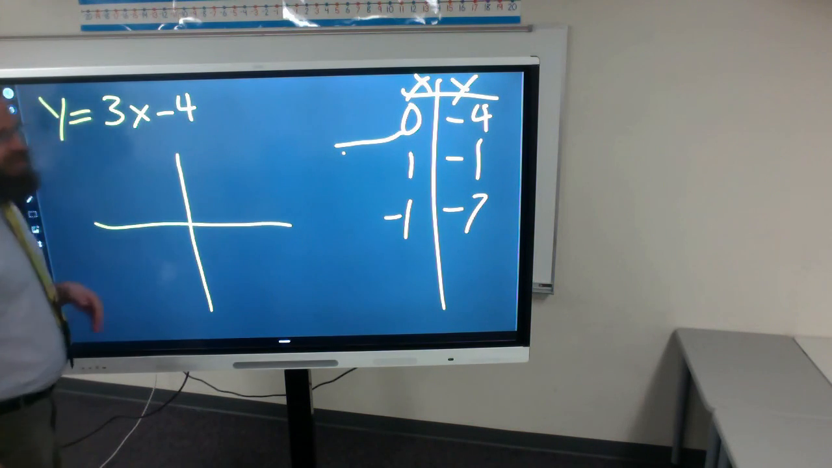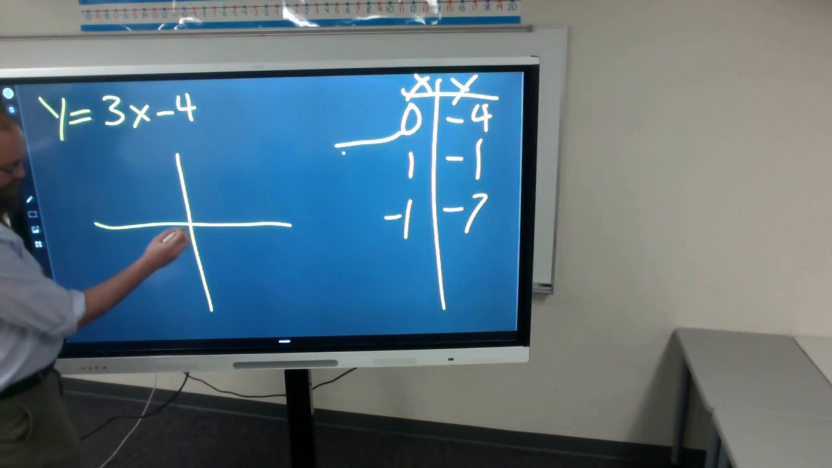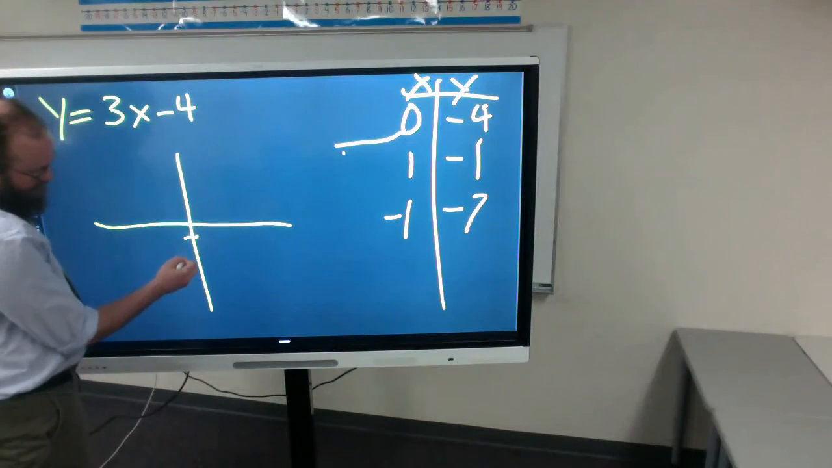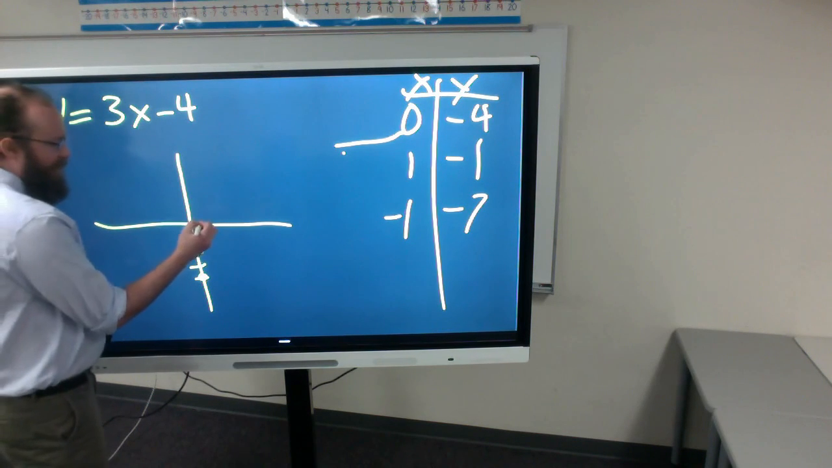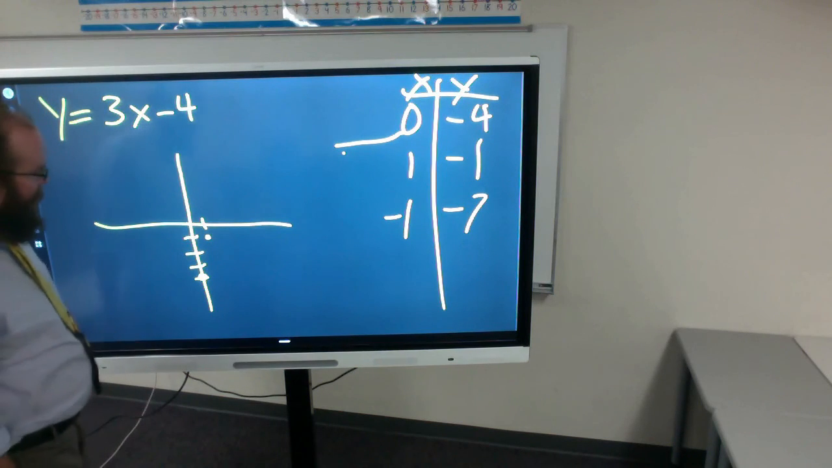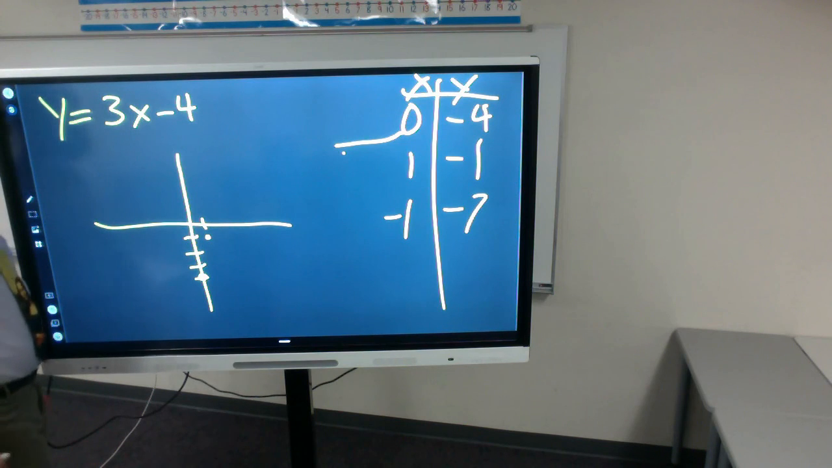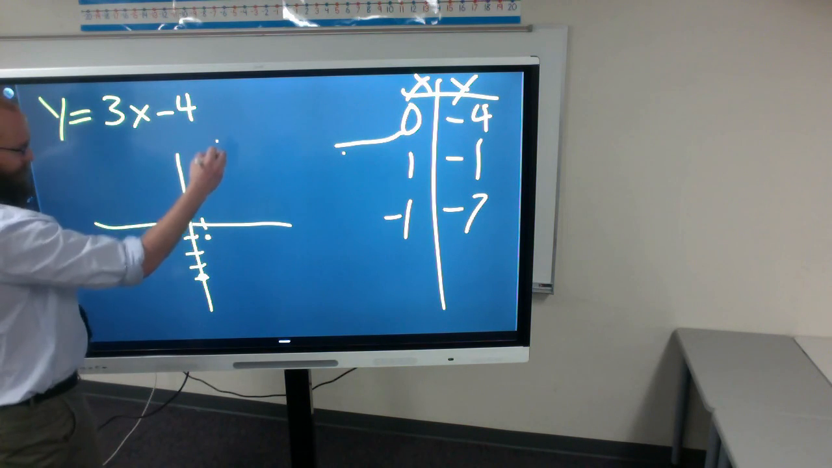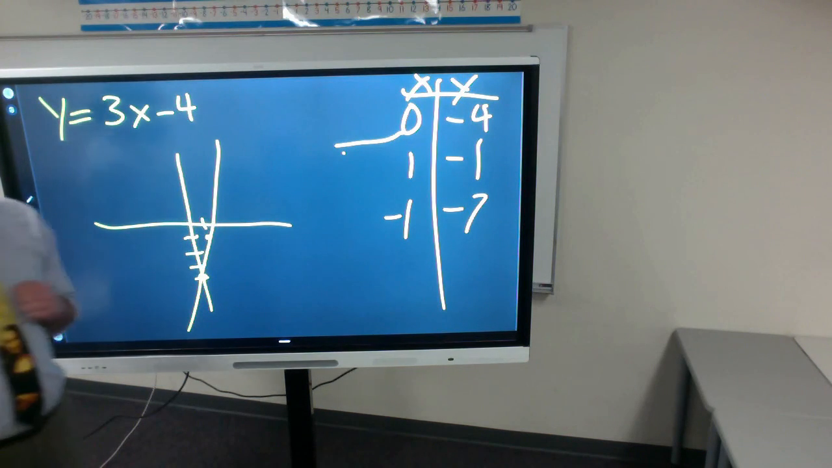Because all the things over here are points. 0, -4 is 0 over and 4 down. So like right here. 1, -1 would be 1 to the right and 1 down. Right there. And -1, -7 would be way over here. But I have 2 points already, so I can go ahead and draw my line. And we have graphed from an equation. Yeah, woohoo!